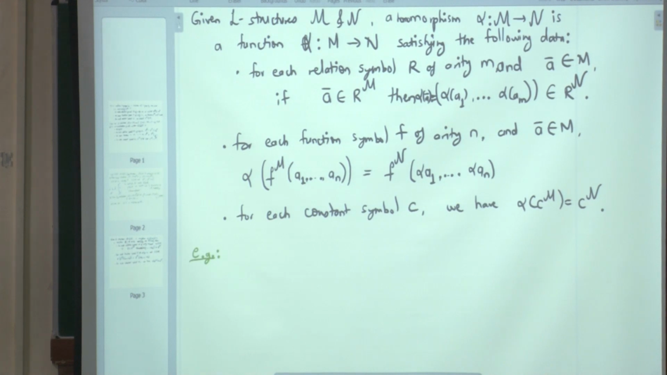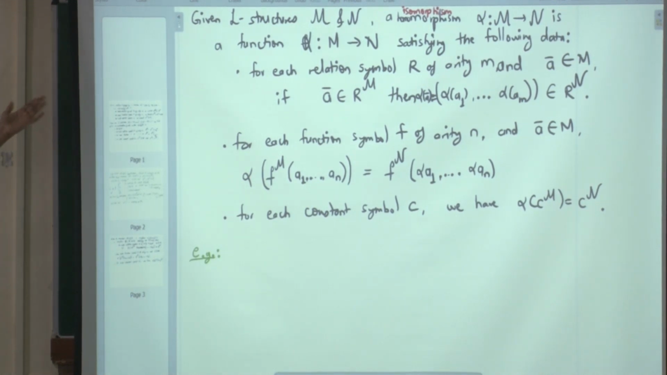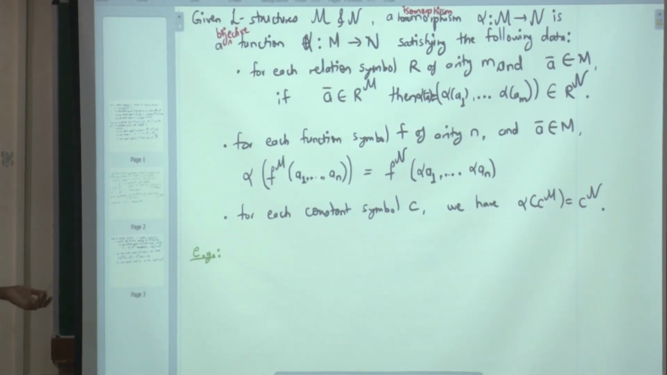Yes. So what is an isomorphism as well? I can write it down in the same definition. Can you tell me what should be the isomorphism? Bijective, yes. It should be a bijective function. Then for each relation symbol R of arity M and A bar in M, what should happen? Alpha inverse should satisfy the opposite.